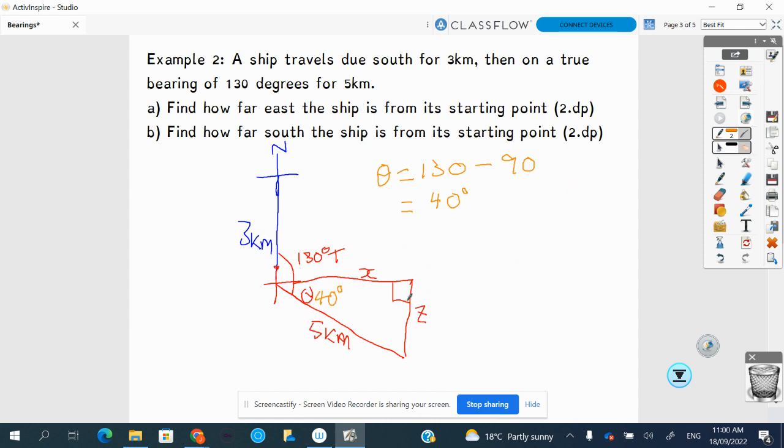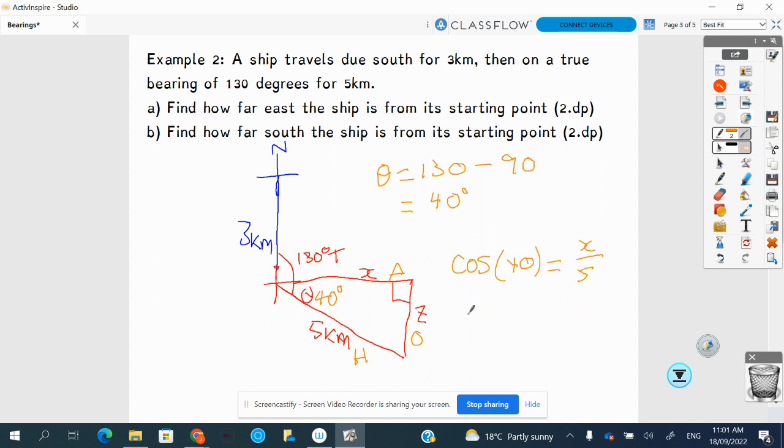Now we're going to label our sides as we normally do in trigonometry problems. We've got our hypotenuse, we have our opposite, and we have our adjacent side. We're interested in the adjacent and hypotenuse. So that means we're going to use cos theta. Now our theta is 40 degrees, and that equals adjacent, which is x, over hypotenuse, which is 5.